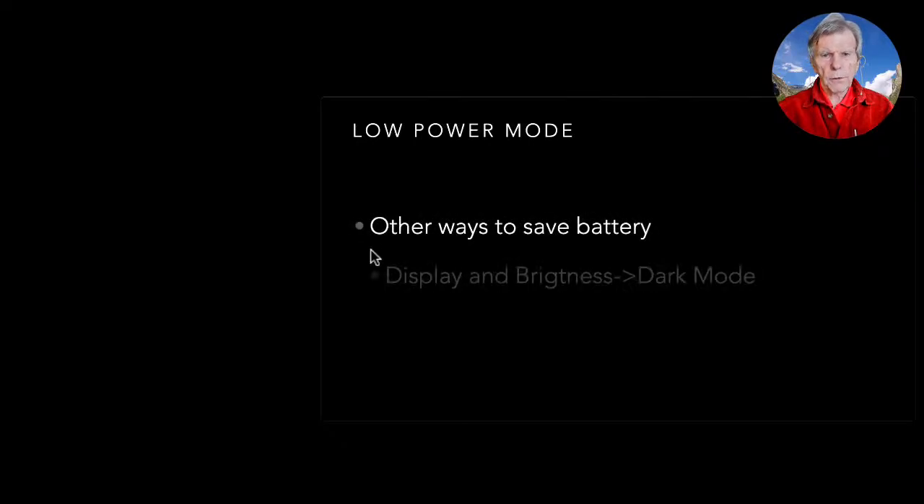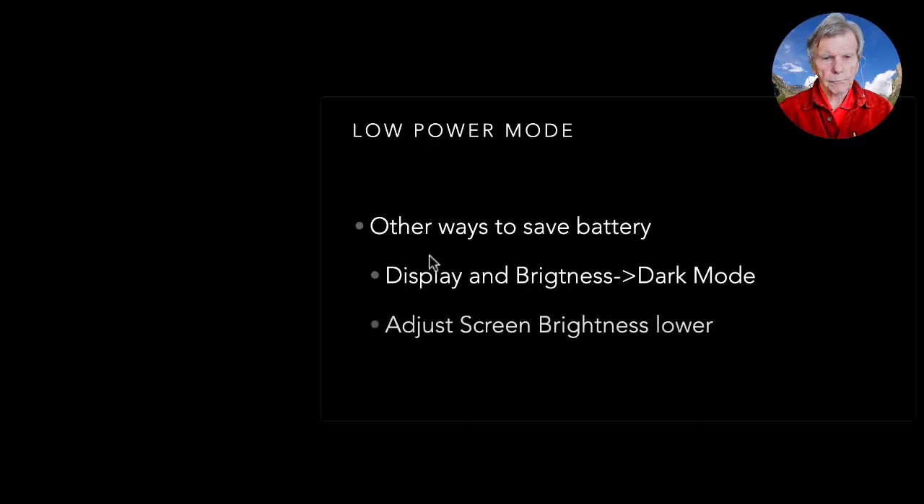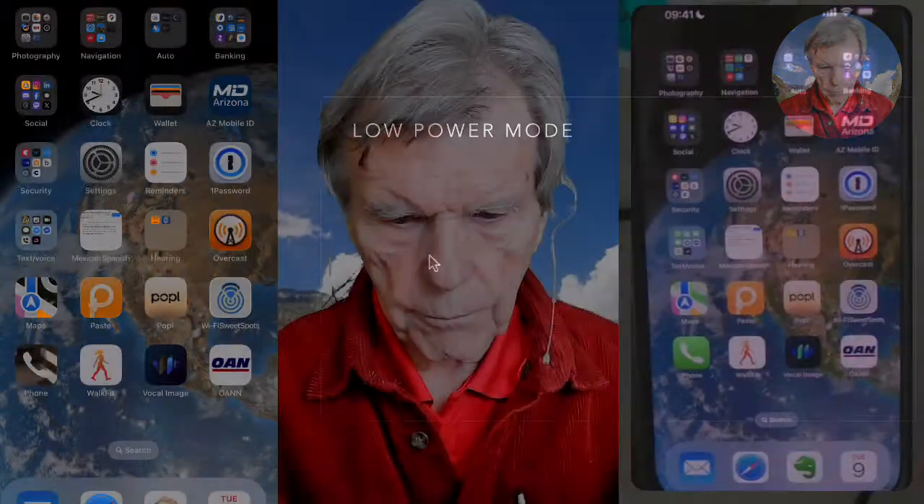Other ways that you could save your battery is you can take your display and brightness and put it in dark mode. So when it's in dark mode, like we have here, only the white is being illuminated, or colors are being illuminated, but anything that is blank or black is not being illuminated, so it's not taking up any battery power. You can also adjust your screen brightness to be lower. So let's go see what that looks like.